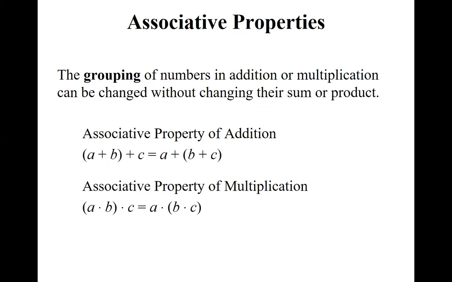Meanwhile, we have the associative properties that say that the groupings can be changed. We can put parentheses around different pairs of addition and different pairs of multiplication and still get the same answer. So if we're adding A plus B plus C, it doesn't matter if we add A plus B first or if we add B plus C first. When we add that third thing onto the sum at the end, we will get the same answer.